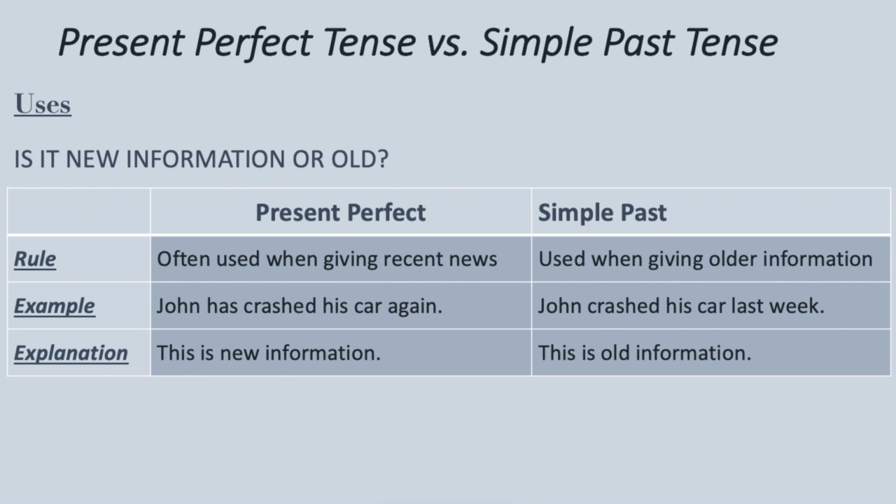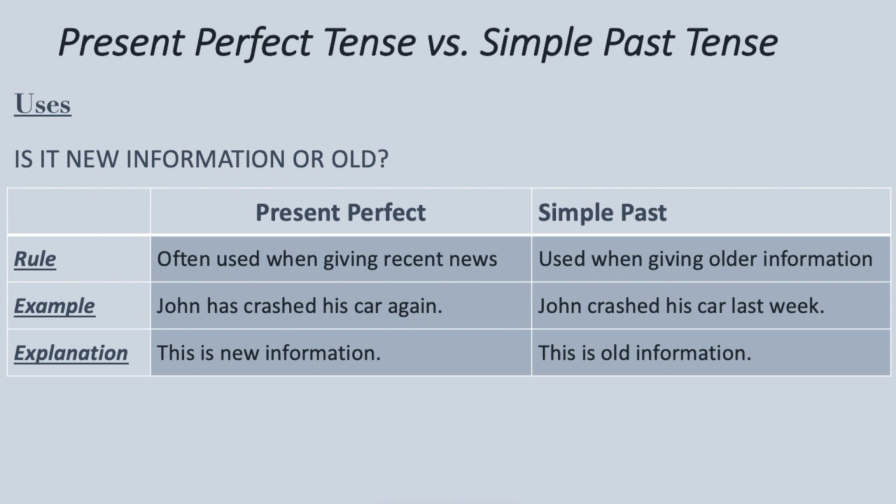If we say John crashed his car last week, we don't know if he's a bad driver or not. We don't know if this has ever happened to him before. All we know is that last week he crashed his car. So this is old information since it's something that happened last week. It would be the same if we said last year. This is how we use the simple past.